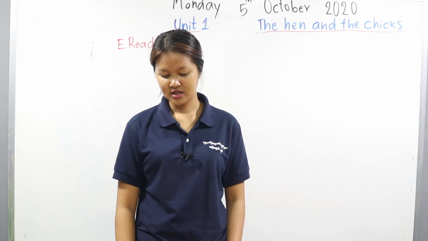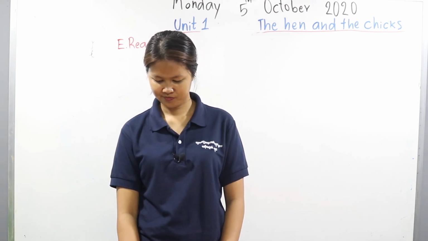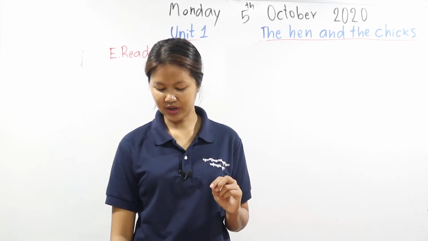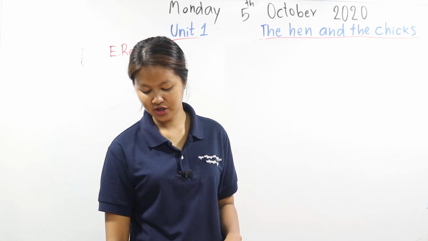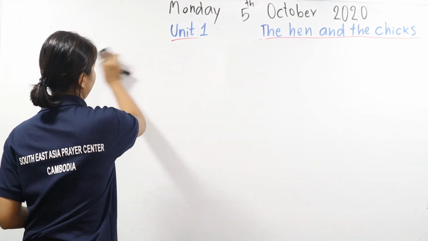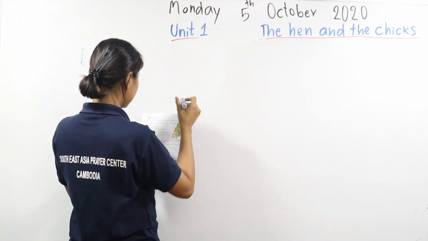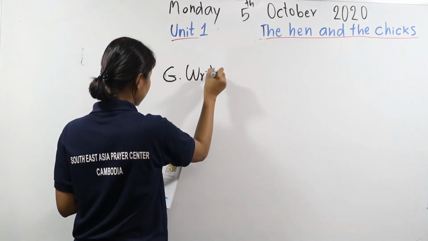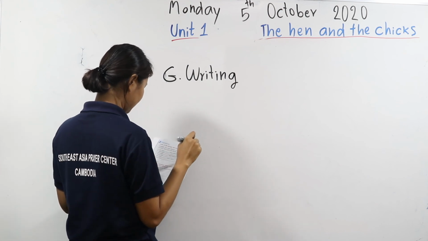All right, now letter G, speaking. Look at the picture and practice with your partner. Okay, so I'll just show you the picture, and then G, writing. Write 5 sentences about activities of the hen and its baby in your notebook. So this one, letter G, I will write down for you, but I will not do it for you, so that you can do it. And the practice one, I will show in the camera later. So here is letter G, writing. So this one you can practice writing. Make your sentences about the hen and the babies.